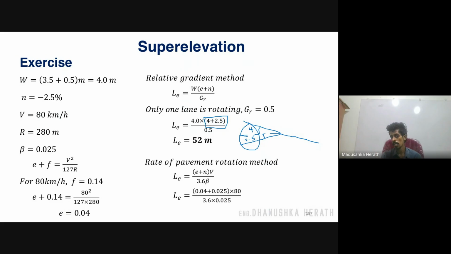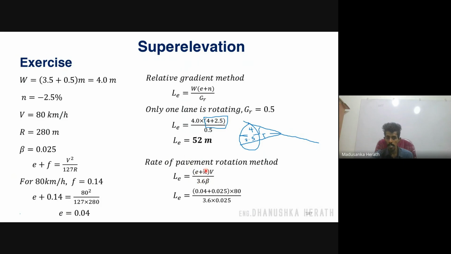4 plus 2.5. Right, then L is 52 meters. Then in the rate of pavement rotation method, right, we are applying beta value, so we have to substitute E and N in terms of decimals.